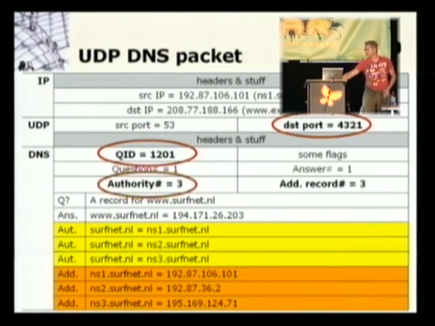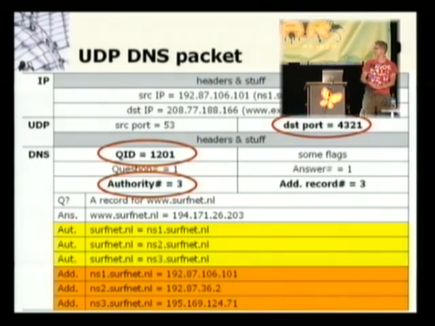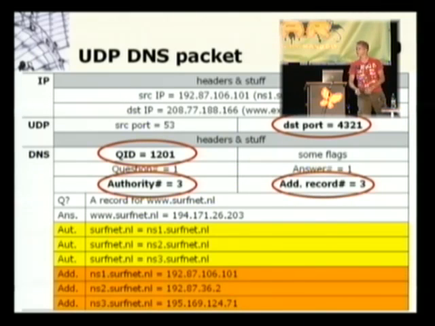And there is some extra information in this packet. DNS is very convenient. It helps you along. It helps the resolvers along to get extra information so that it works efficiently. So there are some extra records. If I get an answer, and this is an answer to a query, I asked an authoritative server, what is the address for www.surfnet.nl?